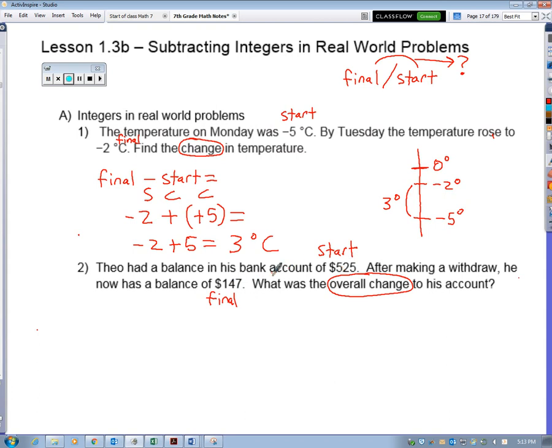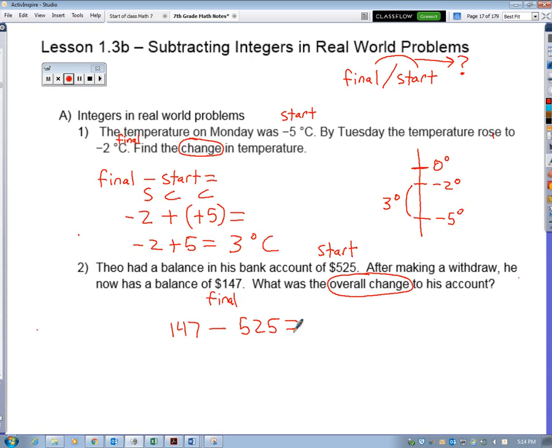Alright, so let's set up this problem. We're going to do this right here, like we did in number 1, the final minus start. Okay, that's our setup. We've got to go final minus start. So in this case, my final is 147 minus my starting of 525. Alright, there's my setup for the problem. Now I just need to find the answer.